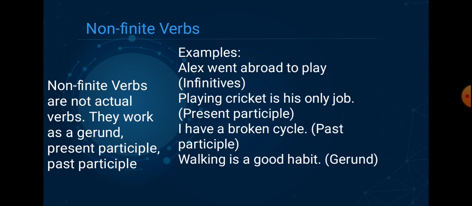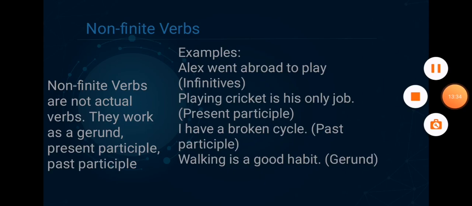So non-finite verbs have different types further: infinitive verbs or non-finite verbs. The present participle form of verb, when it is used as an adjective in a sentence, or the past participle form, are all non-finite verbs. And when the ing form of verb is used in place of subject or object, we call it a gerund, and gerund is a non-finite verb.